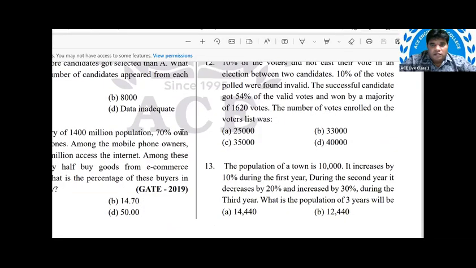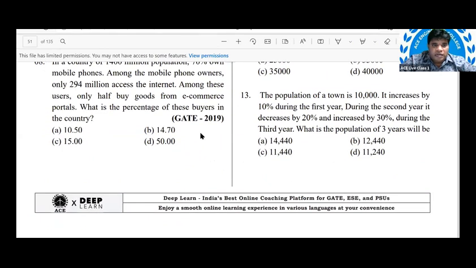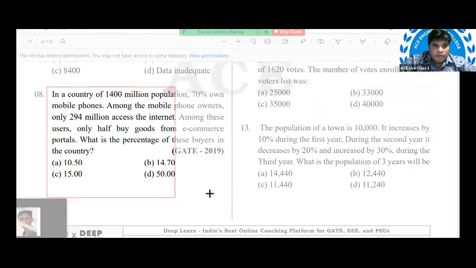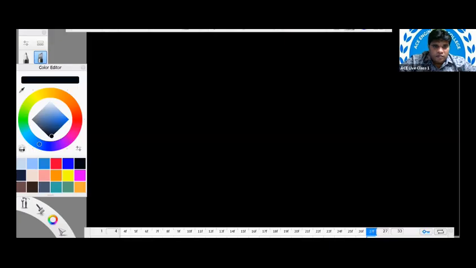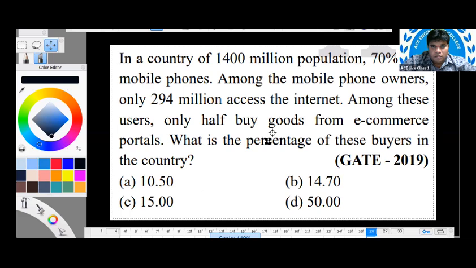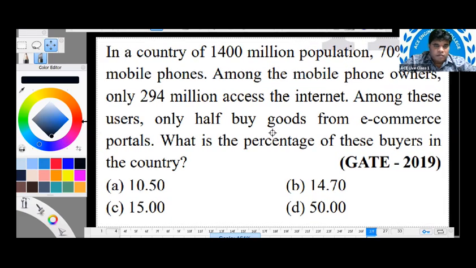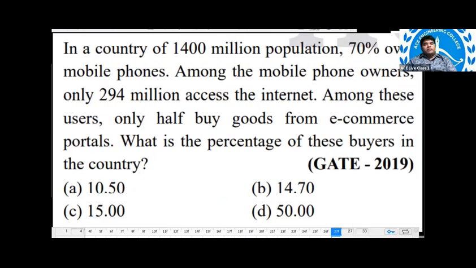Next. Use the calculator and read the question carefully. Read the question directly.